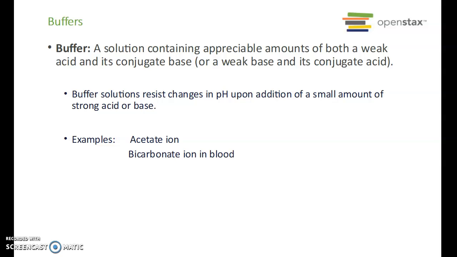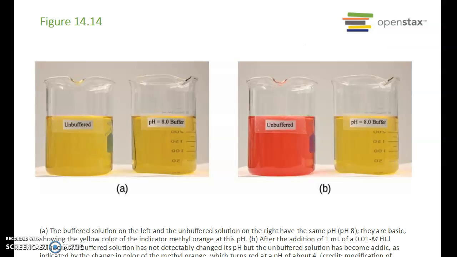Buffer solutions resist changes in pH upon additions of a small amount of strong acid or base. The examples that we're going to be including here are essentially those involving the acetate ion, so it's going to be acetic acid and sodium acetate. One that you commonly encounter in the hospital situation is the bicarbonate ion in the blood solution.